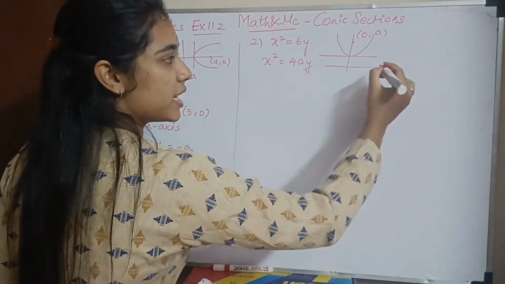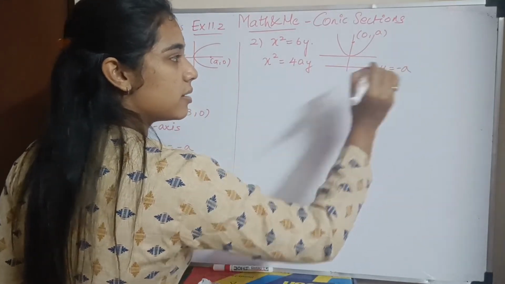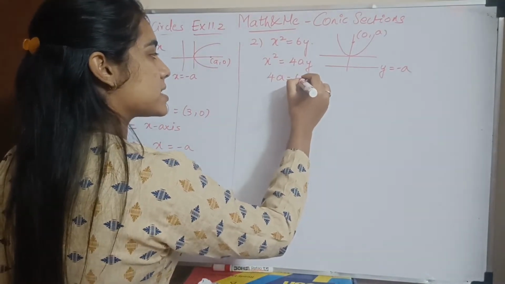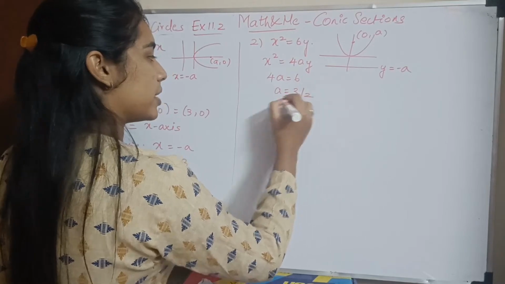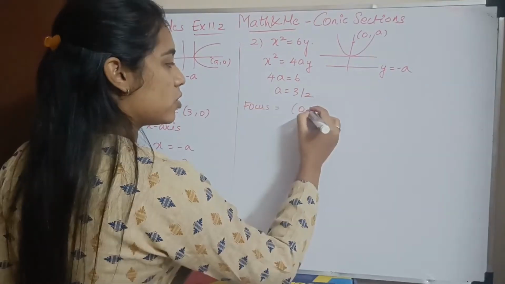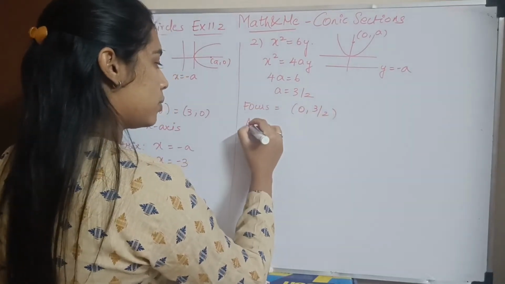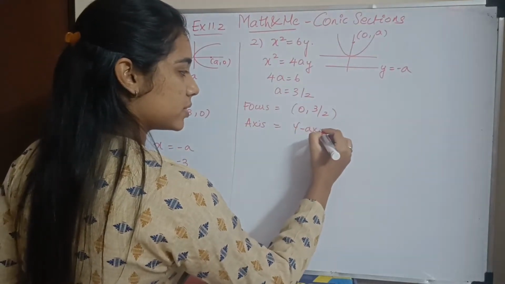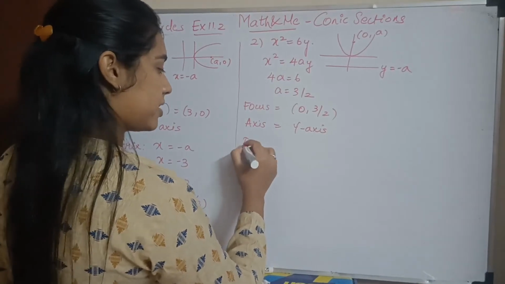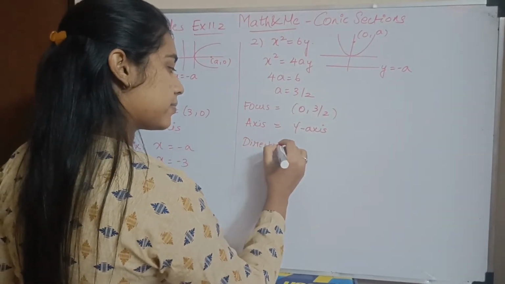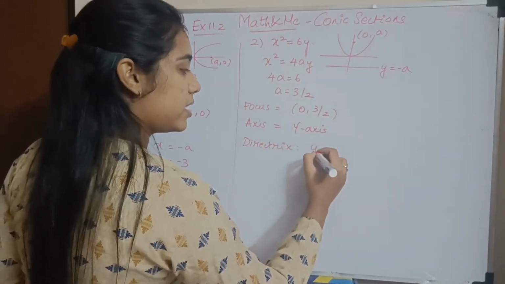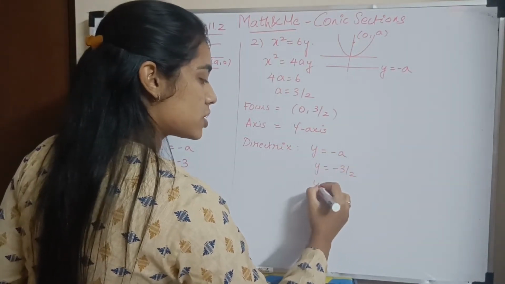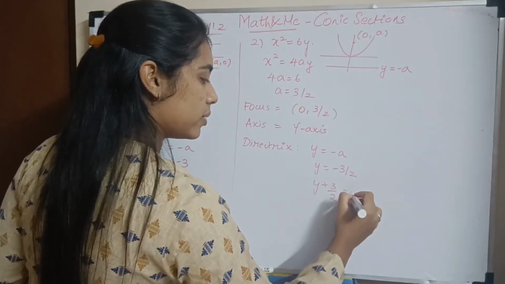What is your equation to the directrix? It's y equals minus a. Okay, so now you have 4a equals 6, a equals 3 by 2. So what is your focus? 0 comma 3 by 2. What is your axis? Your axis is the y-axis. What is my equation to the directrix? It is y equals minus a, y equals minus 3 by 2. So y plus 3 by 2 equals 0.